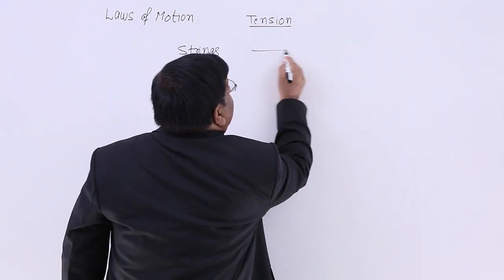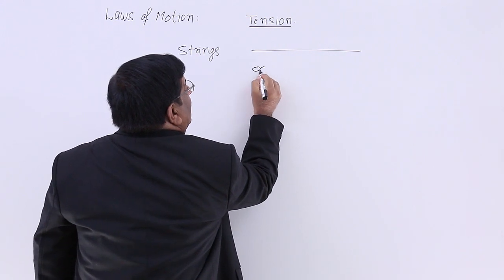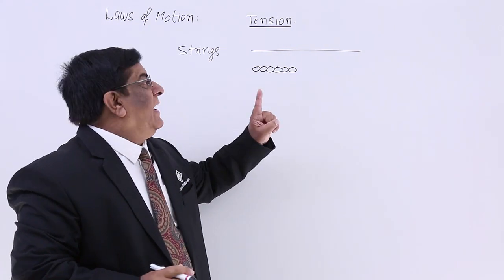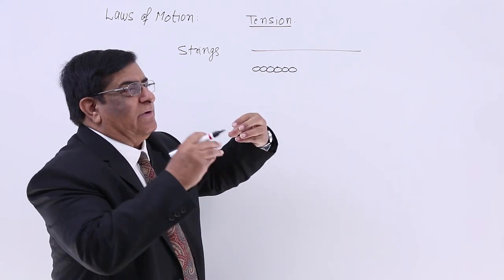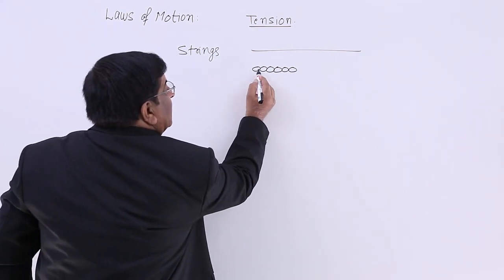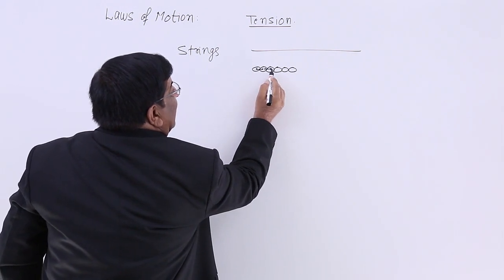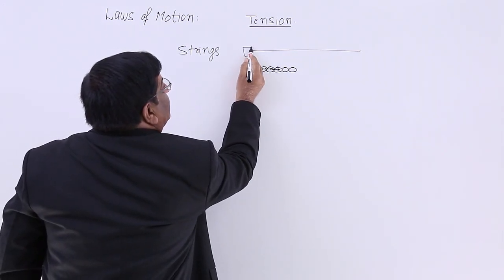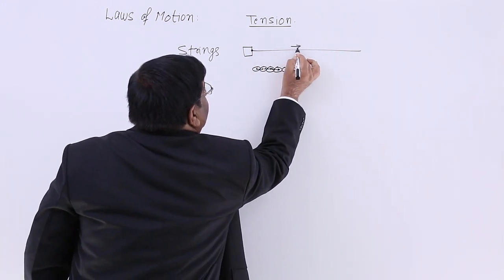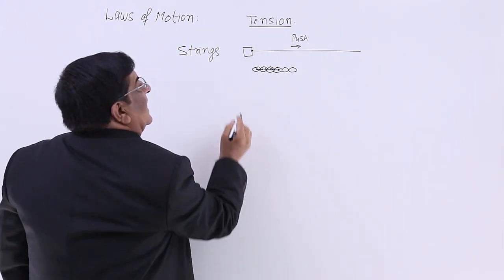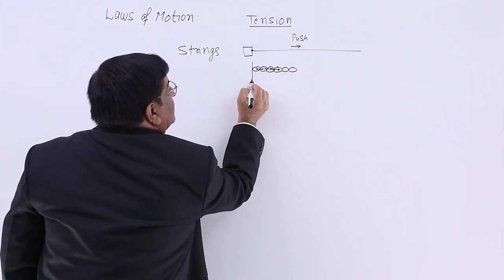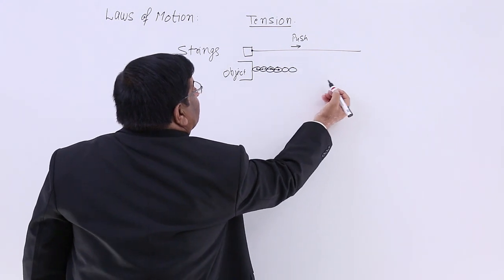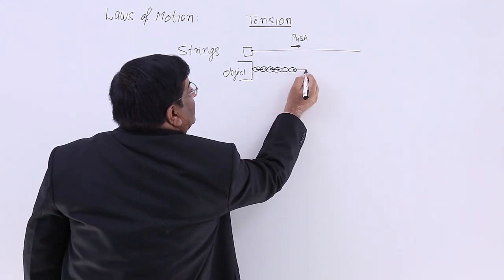A string is made of many molecules, and there is always a force of attraction between two molecules, and because of that force of attraction, they are attached to each other. Now, if I put an object here and push it this way, then what will happen here? The last molecule, I have bound with this object. If I push it in this direction, I am applying force here.